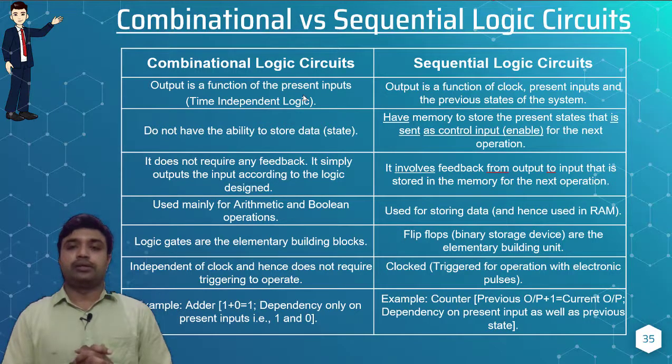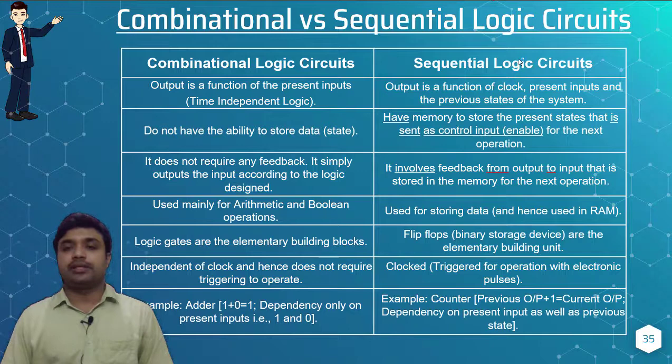At later stages it may be used for reference purposes. The third difference: a combinational logic circuit does not require any feedback. It simply outputs the input according to the logic design. Sequential logic circuits involve feedback from output to input that is stored in the memory for the next operation. As we already saw in the previous slide, a combinational logic circuit is provided with a memory element as a feedback section.